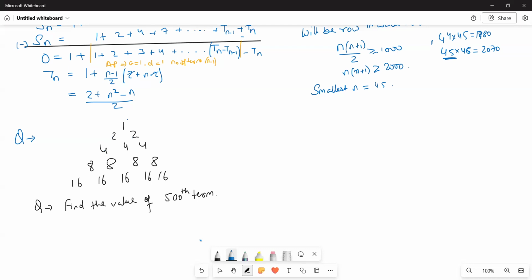Two to the power 31. So in order to find the value of the 500th term, what we would first have to do is figure out which row it lies in. Okay, which row does this lie in? So we do it in the same way. First row में 1 term है, second row में 2 terms है, third row में 3 terms है, fourth row में 4 terms है, fifth row has 5 terms. So n into n plus 1 by 2 is greater than or equal to 500. The smallest value of n that satisfies this. And we need the smallest n satisfying the relation.